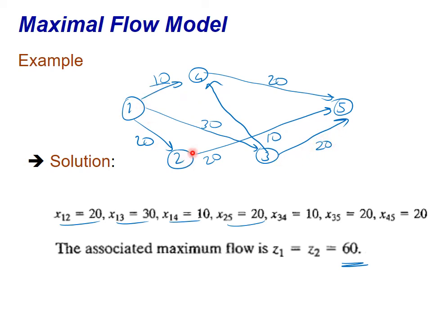And at each node, look at node 2: 20 units arrive, 20 units go out. What about 3? 30 units arrive, 10 units go to node 4, and 20 units go to node 5. So inflow is equal to outflow. And what about node 4? 10 units arrive from node 1 and another 10 units arrive from node 3. In total 20 units arrive and 30 units leave for node 5. Inflow is equal to the outflow. So this is the solution for this example.